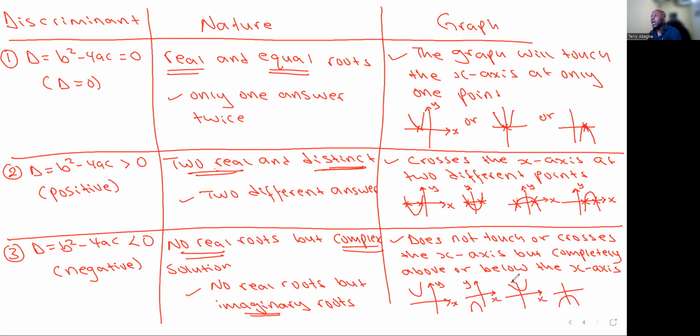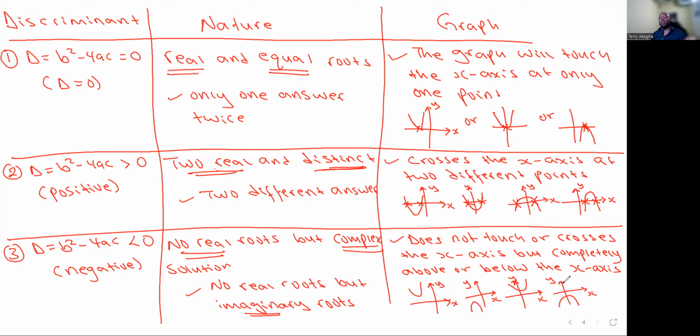The reason why I'm trying to stress this and take my time to go through this is because when we now get to sketching of graph, this is very important. Sketching of graph or quadratic inequalities. It's very important to know the discriminant so you can also predict how the answer should look like.